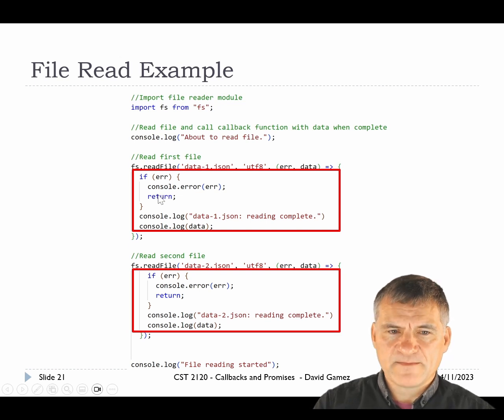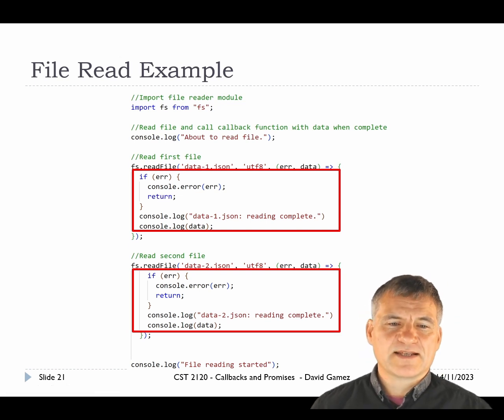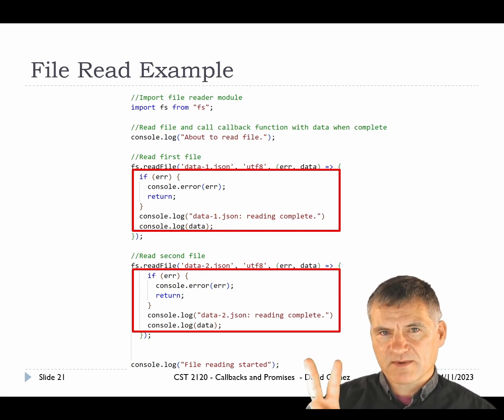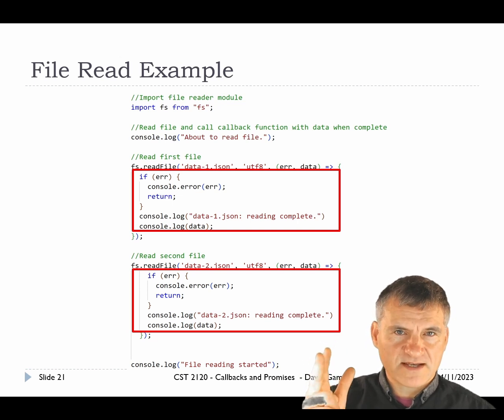I'm going to talk about that later. And then more importantly, I can actually access the data here. So I'm logging out the data. So this function will be called with these two arguments. And if there's no errors, then data will have the results of the operation, in this case, the contents of the file.